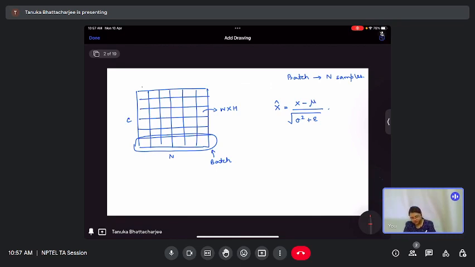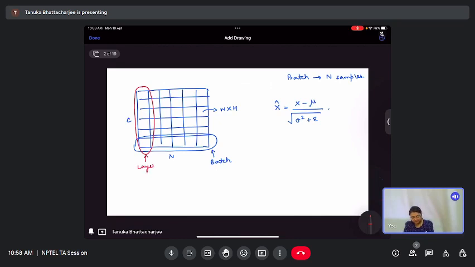So here you are computing the mean and standard deviation over each column. So for each data sample you have a different value of mu and sigma, and while normalizing that data sample or that data point, you use that value of mu and sigma. This is basically layer normalization.